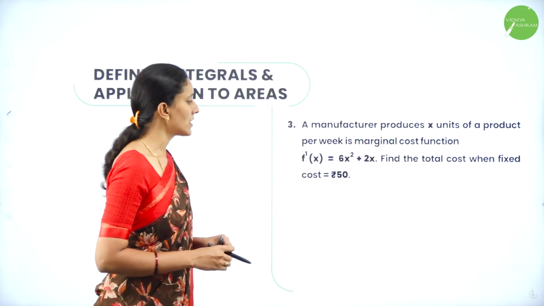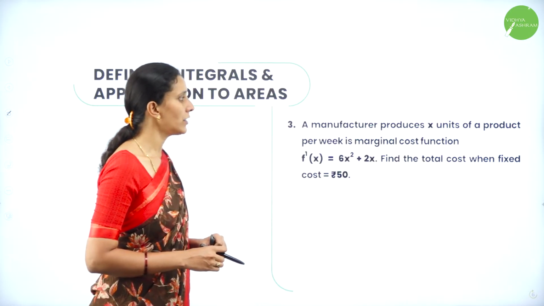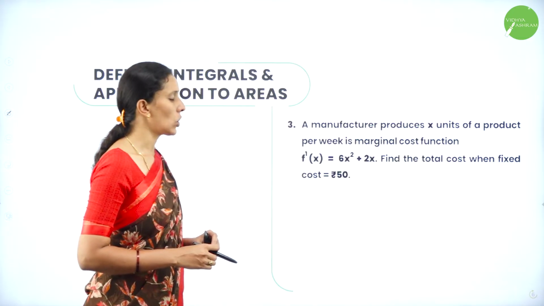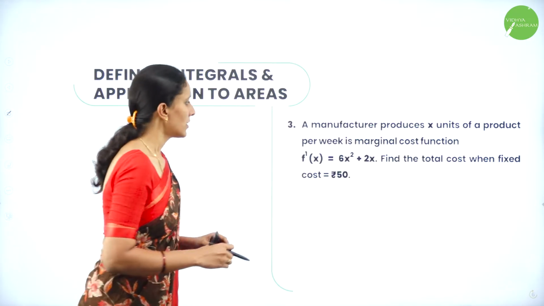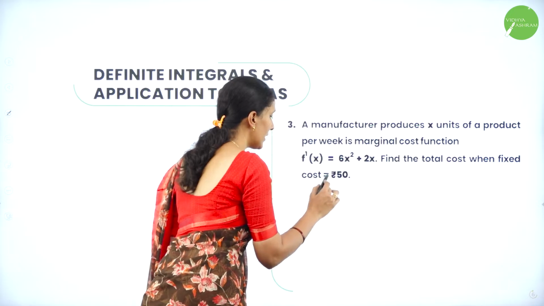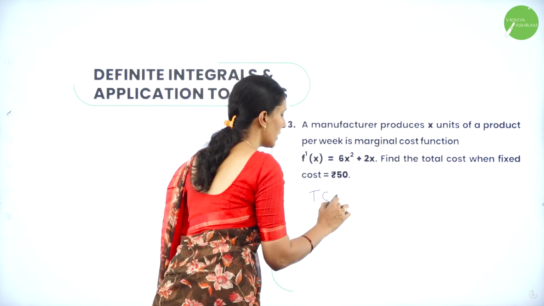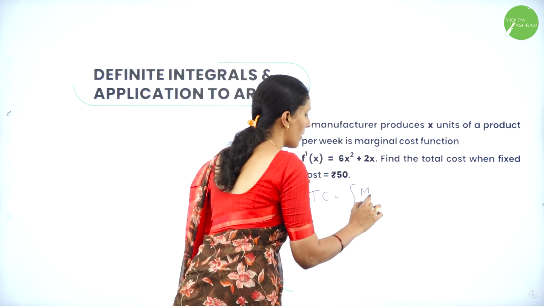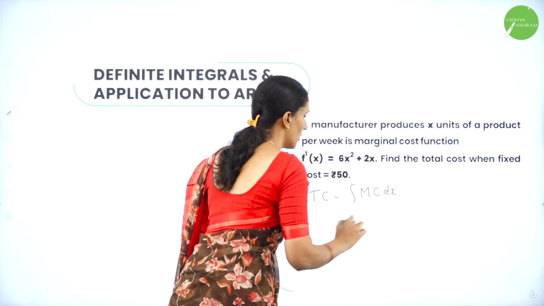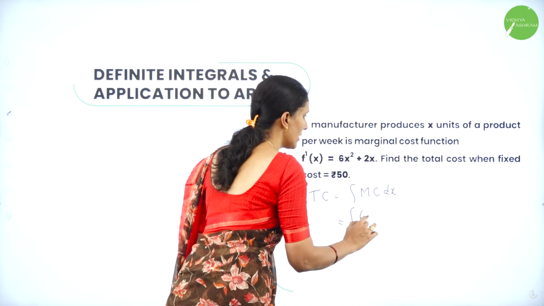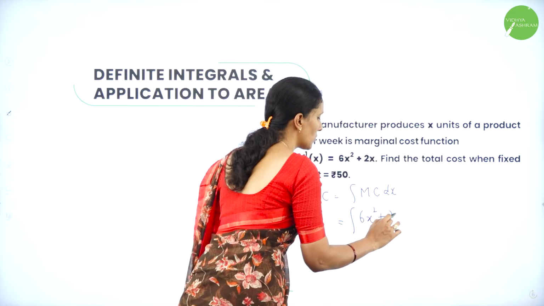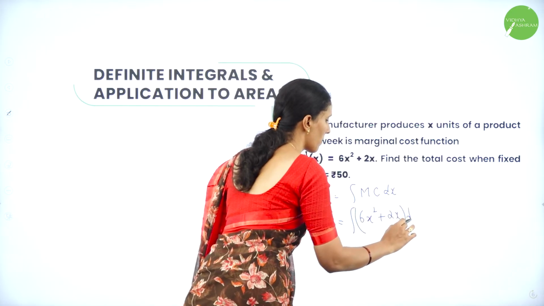The marginal cost function is 6x² + 2x. Find the total cost when the fixed cost is rupees 50. So, here let us integrate this. Total cost is equal to the integration of marginal cost dx. So, what is the marginal cost given? (6x² + 2x) dx.